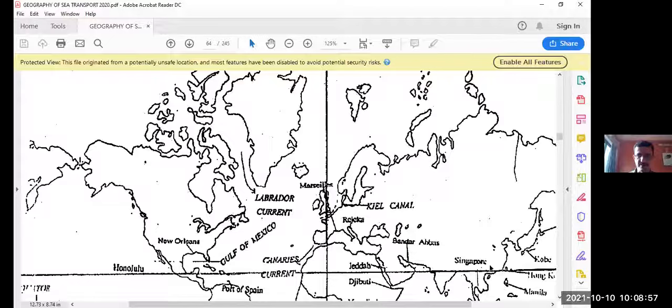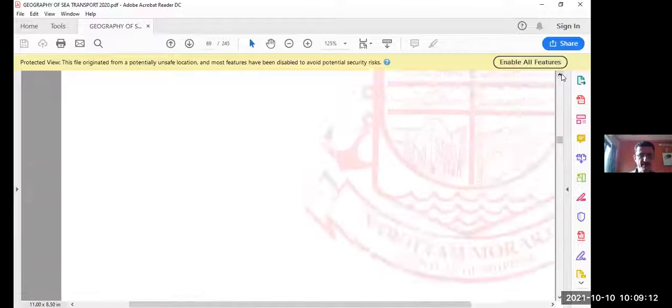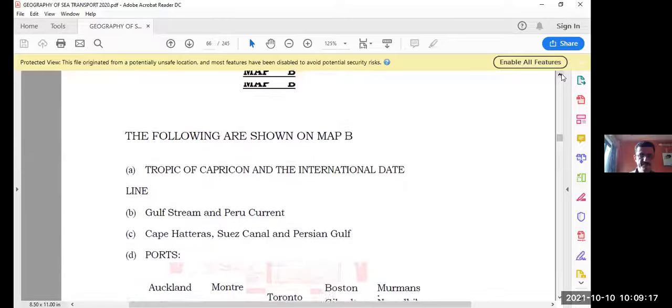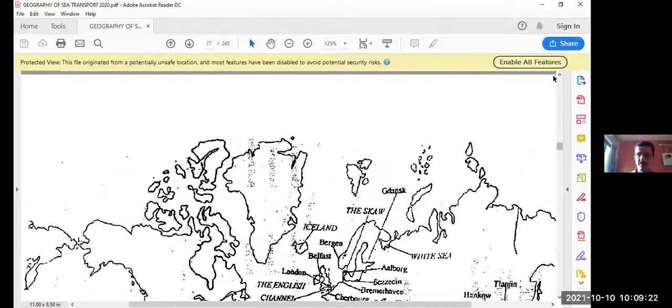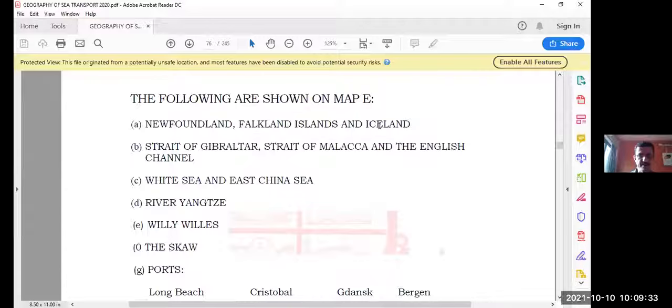So let's do one more. After map A, map B is there on the next page. I go down a little. So as you basically follow this, let's say I'm on map number, this is which one? B. Okay. After B, I go ahead. Let me go down. Okay, I'm on map E, all right? So here, you can see following are shown on the map: Newfoundland, Falkland Islands, Ireland, Strait of Gibraltar, Strait of Malacca, and which canal is this?